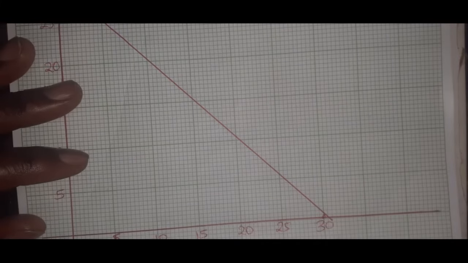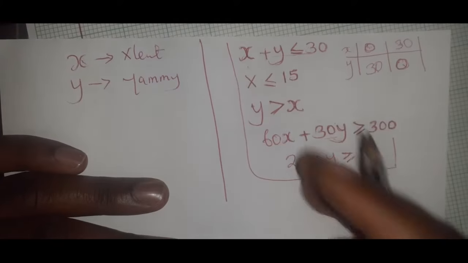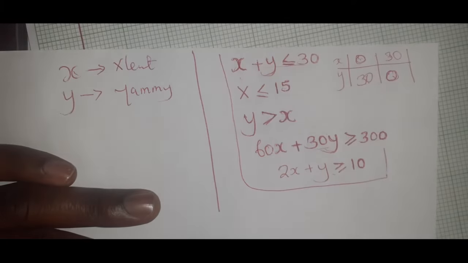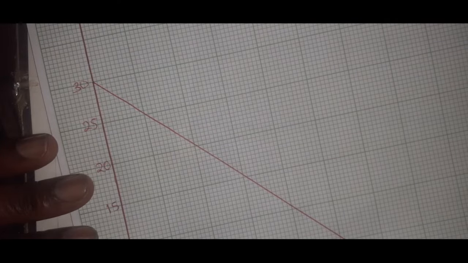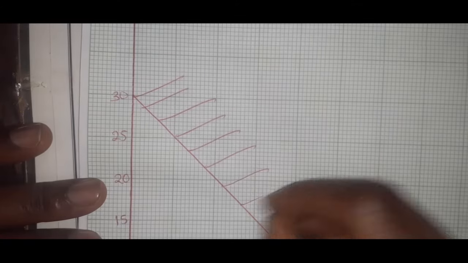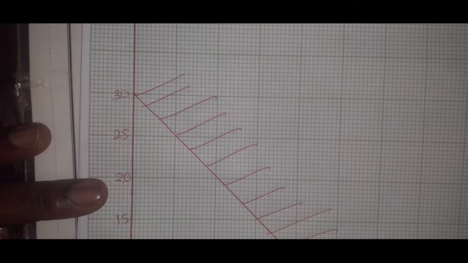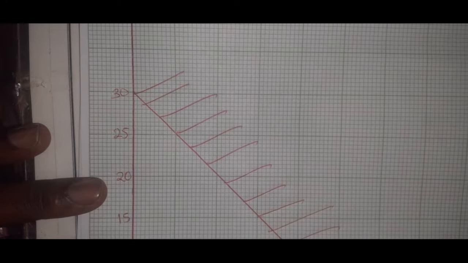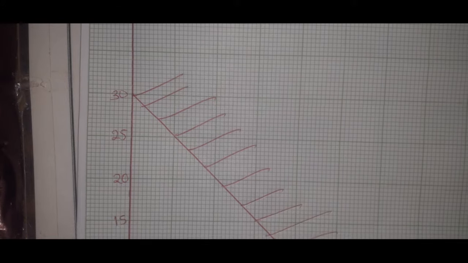Now look at the way it is. Less. So that is the region that we want. The region that we want is this one that is less, the one that is below. So we are shading the unwanted region. So we have to shade this side here. This is the unwanted region. Are we together? I hope you're getting it.